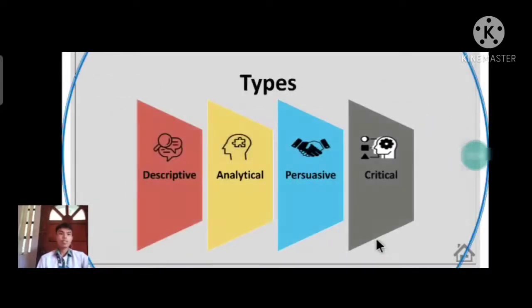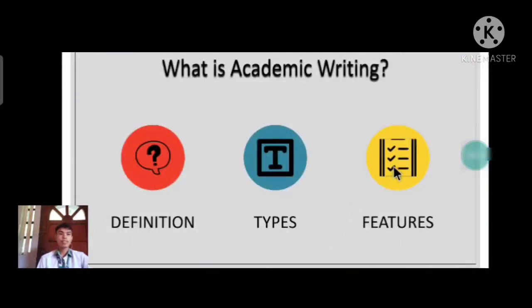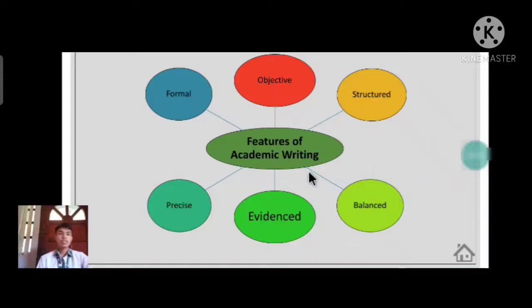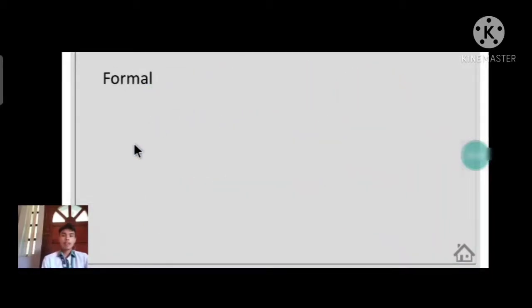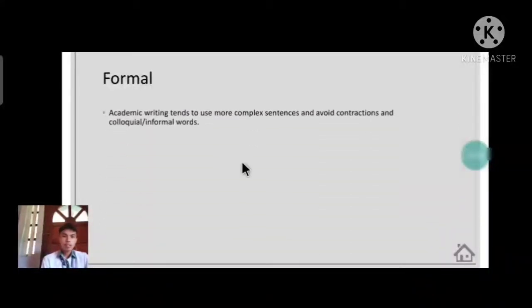That's all for its types. Now let's go with its features. These are the features of academic writing. Academic writing should be formal, objective, structured, balanced, evidence, and precise. So let's begin by looking at formal. When thinking about academic writing, this is maybe the first feature that comes to mind. So, academic writing tends to use more complex sentences and avoid contractions and colloquial or informal words.